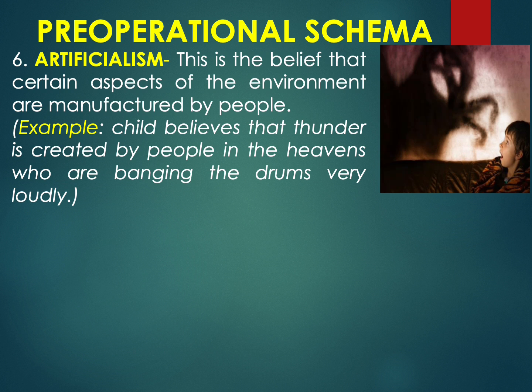Next, still under the concept of pre-operational schema, we also have what we call artificialism. And this is the belief that certain aspects of the environment are manufactured by people. So dito po, the child does not yet understand how the world began. Hindi niya alam kung bakit may mga clouds, hindi niya alam kung bakit umuulan, gusto niyang malaman kung bakit may sun. That is what we call artificialism. So example, the child believes that the thunder, kulog, or guruod in Ilocano, is created by people in the heavens who are banging the drums very loudly. Meron din yung mga iba, ang akala nila pag merong thunder, umuutot yung mga tao sa taas. That is what we call artificialism. The belief that certain aspects of the environment are manufactured by people.